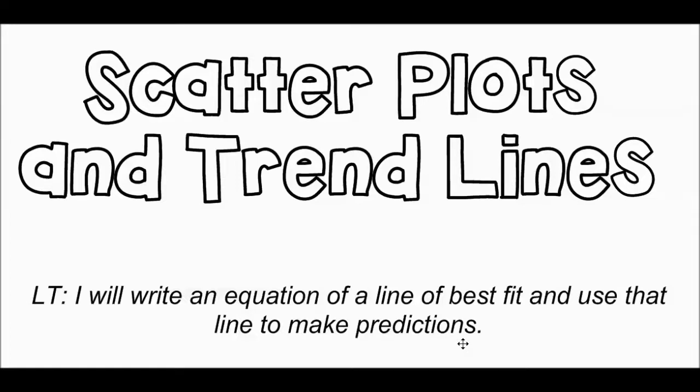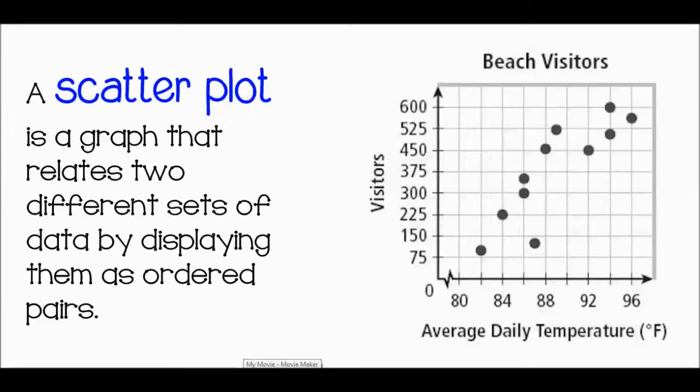So scatter plots, they are scattered. It's not going to be exactly linear like what we've seen in the previous lessons, but there is a line associated with it, and that's what we call the trend line. So our target is that we can write the equation of a line of best fit and use that line to make predictions. So a scatter plot, like I said, it's a scatter.